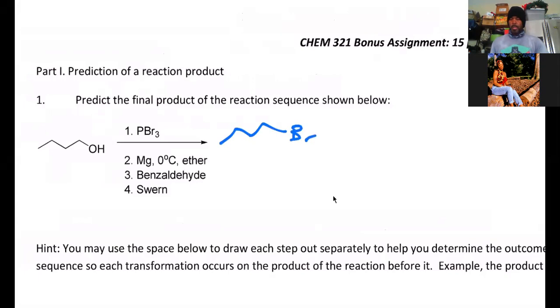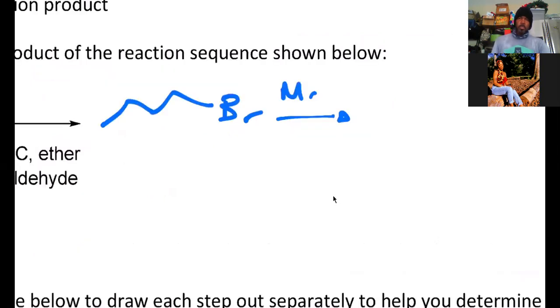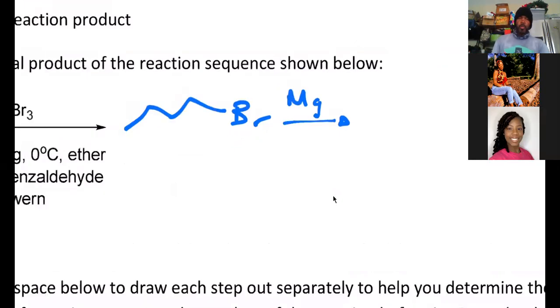Yeah. And then what happens when I take that alkyl halide and react it with magnesium? What happens when I react it with magnesium at low temperature in ether? This is all stuff we've done already. It's going to be magnesium. You make the bromide. Go ahead.